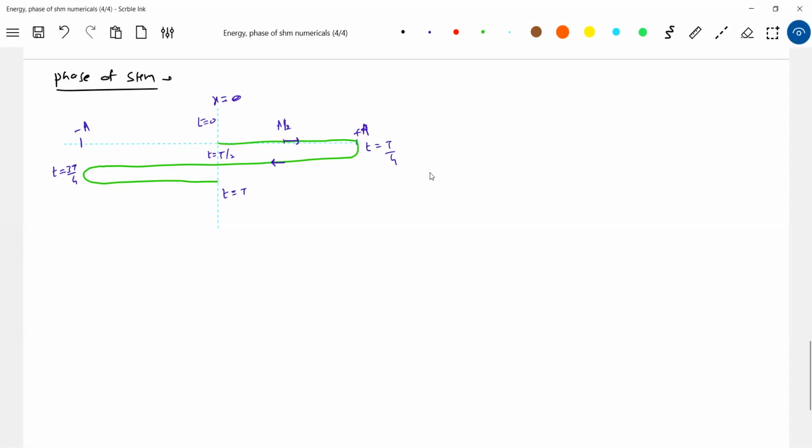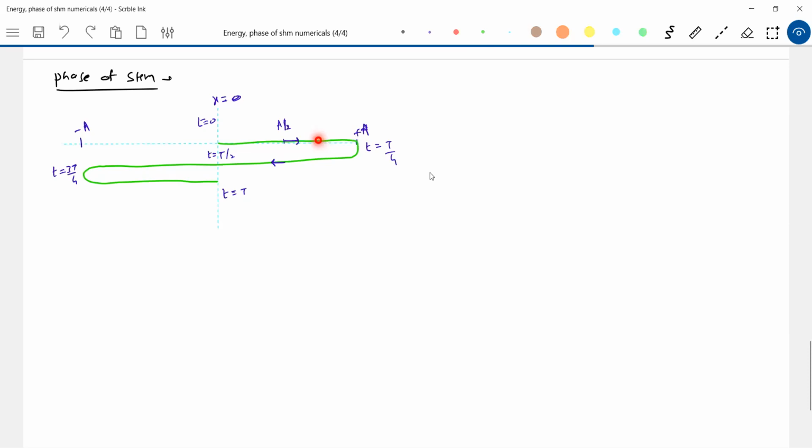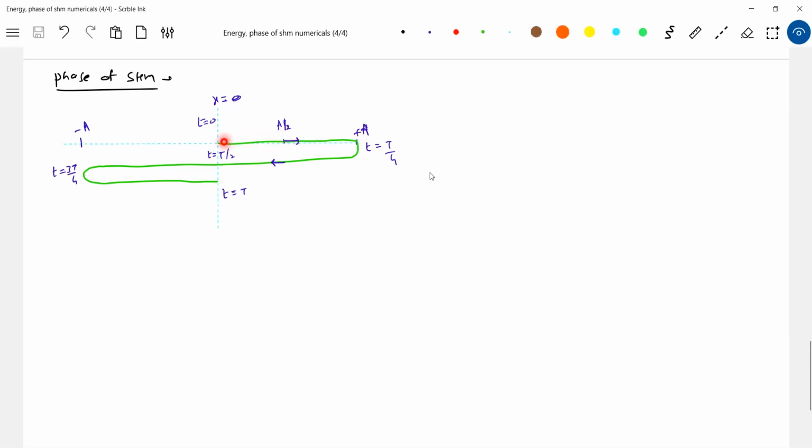So look at this one. At t equals 0 it will start. At T by 4 it will reach the right extreme. Then it will move from the right extreme to mean. At T by 2 it will be at mean. At 3T by 4 it will be at the left extreme. Again, at t equal to capital T, it completes one oscillation.